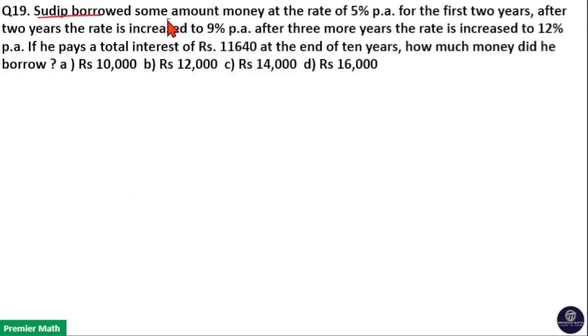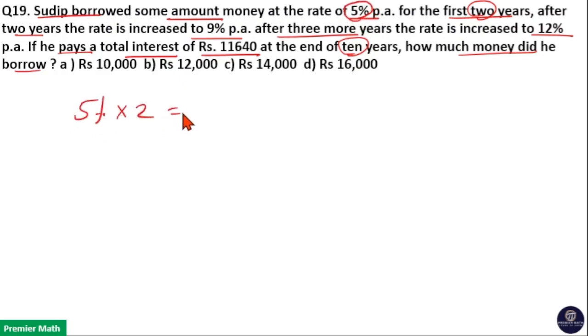Shruti borrowed some amount of money at the rate of 5% per annum for the first 2 years. After 2 years, the rate is increased to 9% per annum. After 3 more years, rate is increased to 12% per annum. If he pays total interest of rupees 11,640 at the end of 10 years, how much money did he borrow? Here we have to find the principal. For the first 2 years, he paid 5% per annum. So, total interest he paid is 5% into 2, 10% for 2 years.